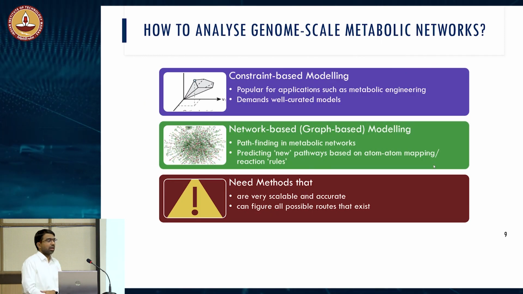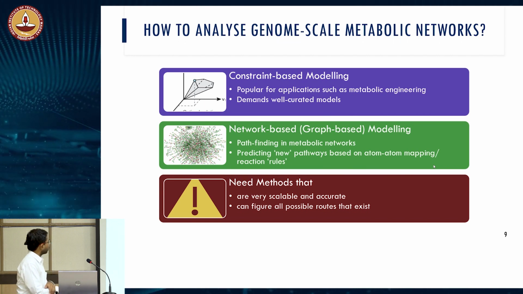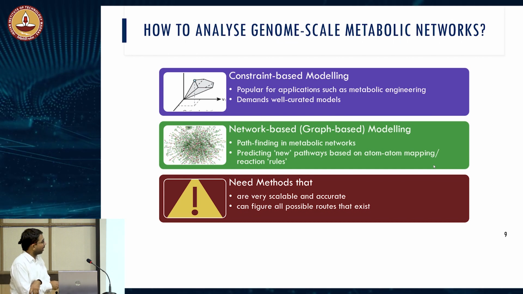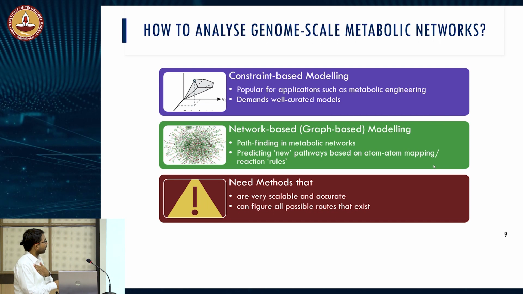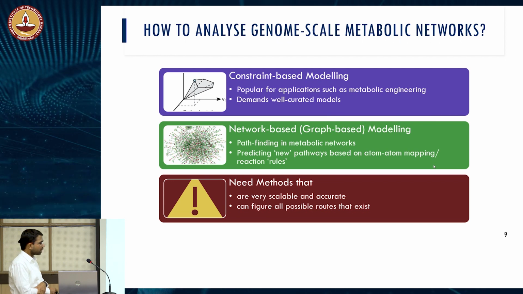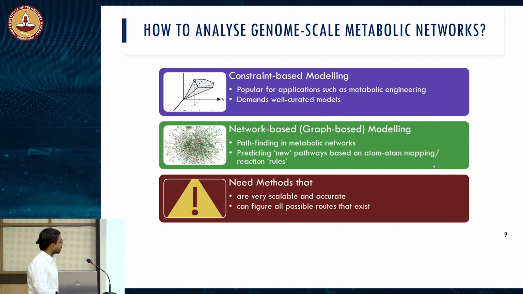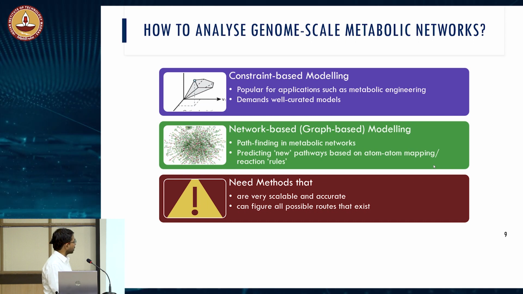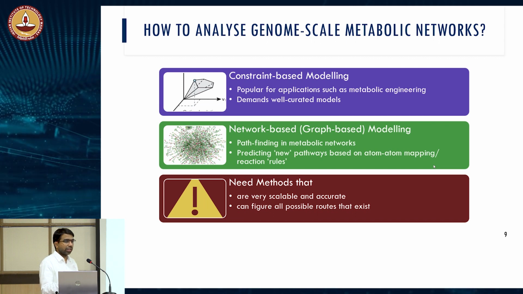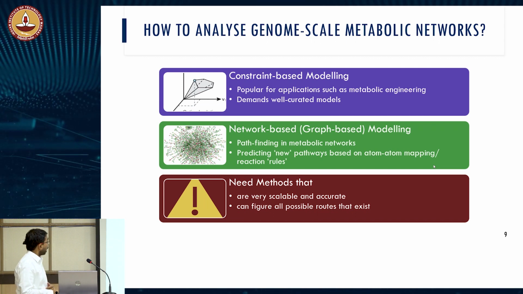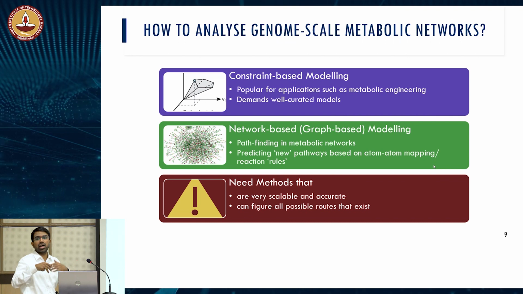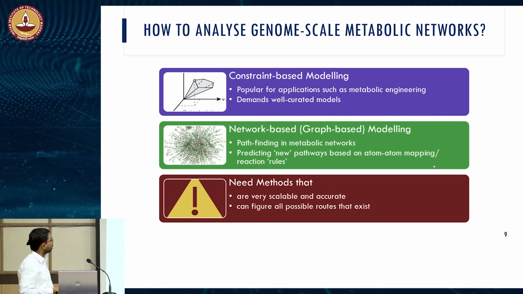So how to analyze these models? There are multiple ways to do this. One is something known as constraint-based modeling. Again, something I've talked a lot about, I've spoken a lot about in different fora. But today I'm going to focus on simple graph or network-based modeling, essentially like pathfinding in metabolic networks. And we can also predict new pathways and so on. But today I'm going to focus on pathfinding in metabolic networks to understand how microbes cooperate with one another. And the important point is we need methods that are scalable because we are going to quickly go to large networks, large numbers of organisms and so on.